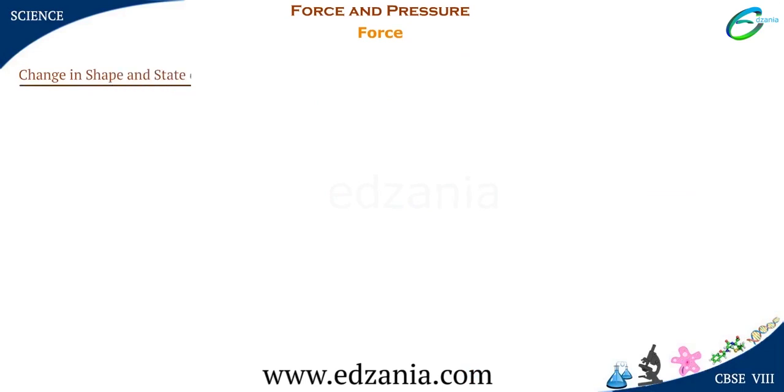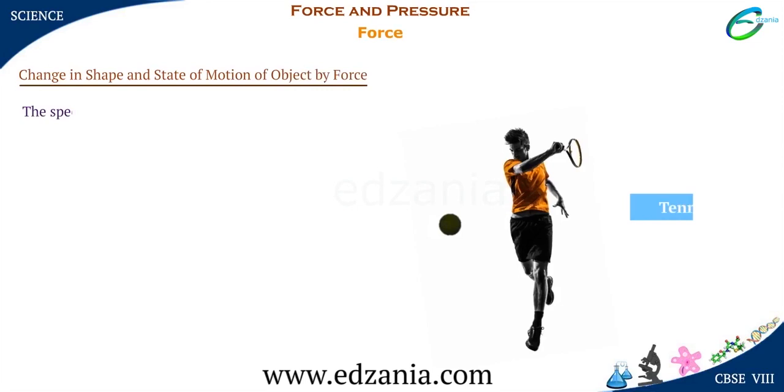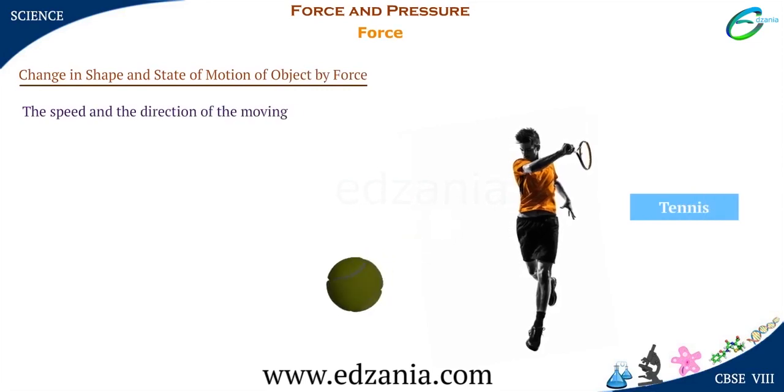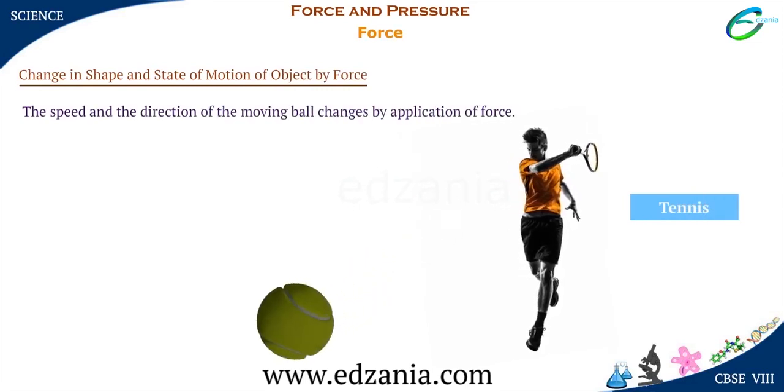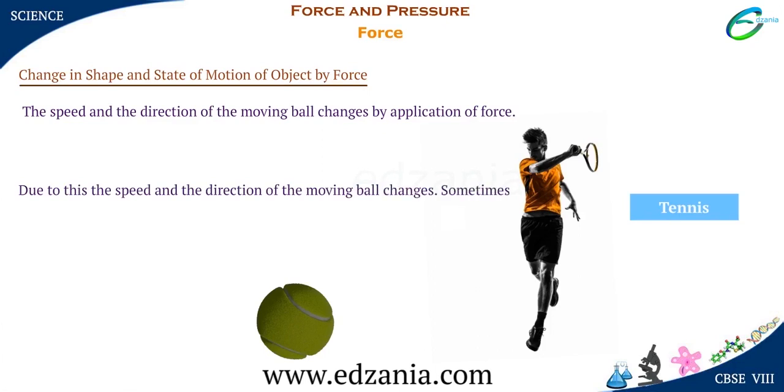Change in shape and state of motion of an object by force. Have you seen the game of tennis? In tennis, a player plays a shot by applying a force on the ball with the tennis racket. Due to this, the speed and the direction of the moving ball change. Sometimes the speed of the ball increases, sometimes it decreases, or sometimes it becomes 0.